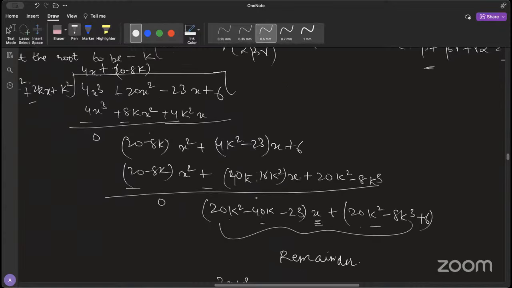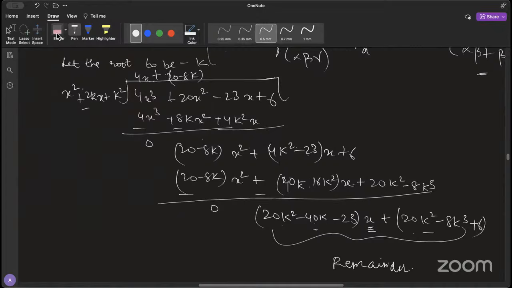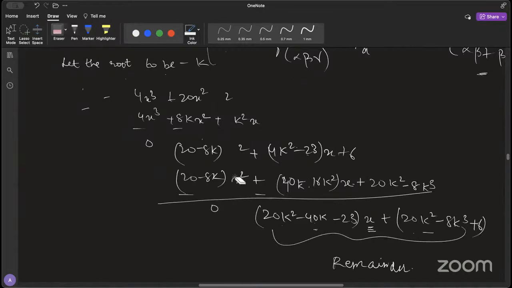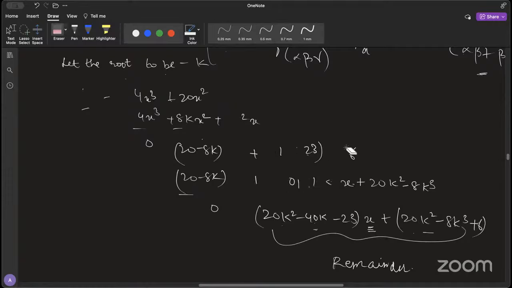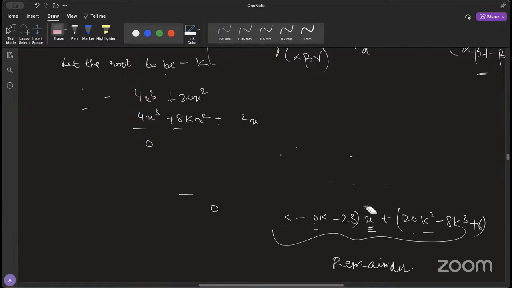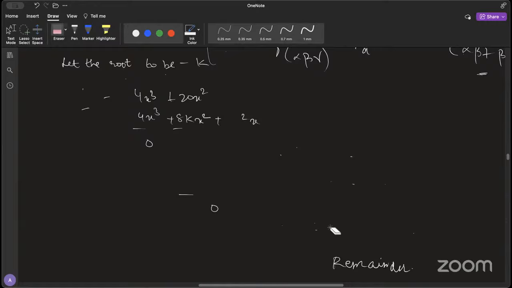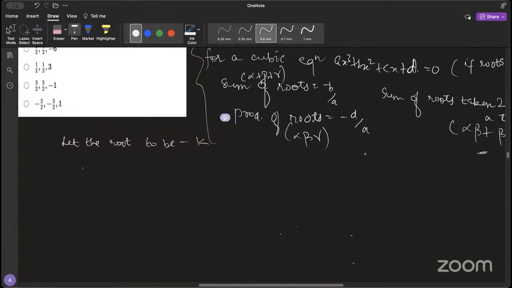I think going by this process is taking very long, and it's a very lengthy process. There are also high chances of mistakes while calculating. So you can just avoid this unless there is no other way left. Just avoid long calculations. Try to use the quick formulas that you have.